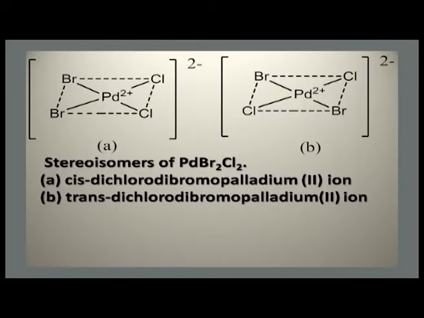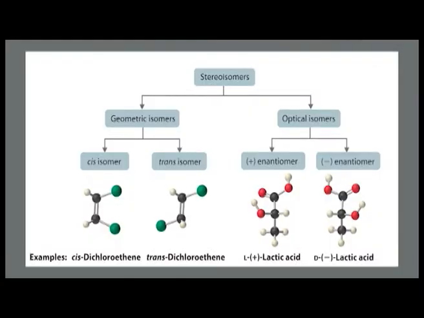Now, let's discuss the second type of isomers, called stereoisomers. Compounds having the same molecular formula and the same sequence of ligating atoms but different arrangements or orientations of the ligands in three-dimensional space are called stereoisomers, and the phenomenon is called stereoisomerism. Stereoisomers can be further divided into two parts, that are geometrical isomers and optical isomers.